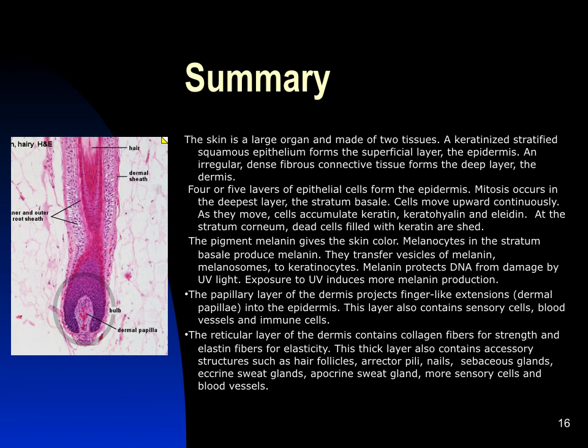Melanin gives the skin its color. Melanocytes are in the stratum basale, and they transfer melanin to keratinocytes via these melanosomes. The papillary layer of the dermis projects finger-like extensions into the epidermis. It contains sensory cells, blood vessels, and immune cells. The reticular layer of the dermis contains lots of collagen for strength, elastin so that it's stretchy. It also contains the accessory organs.